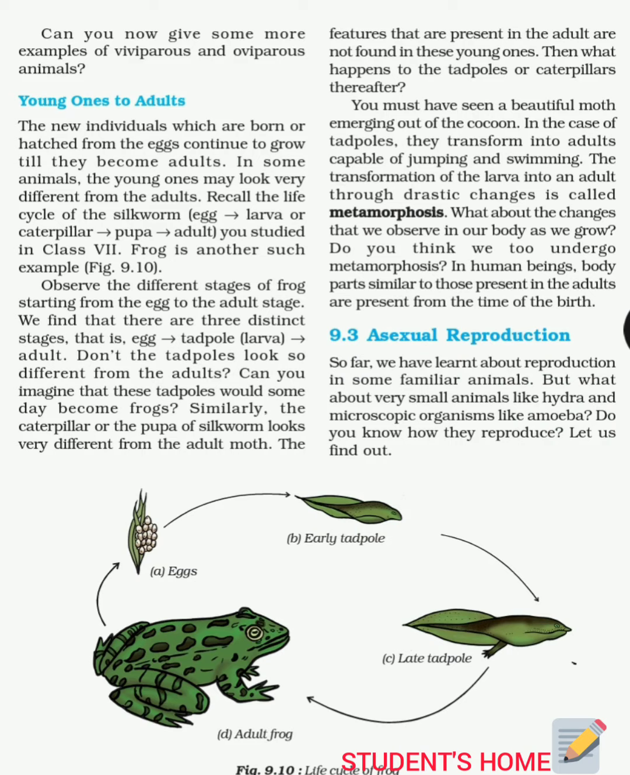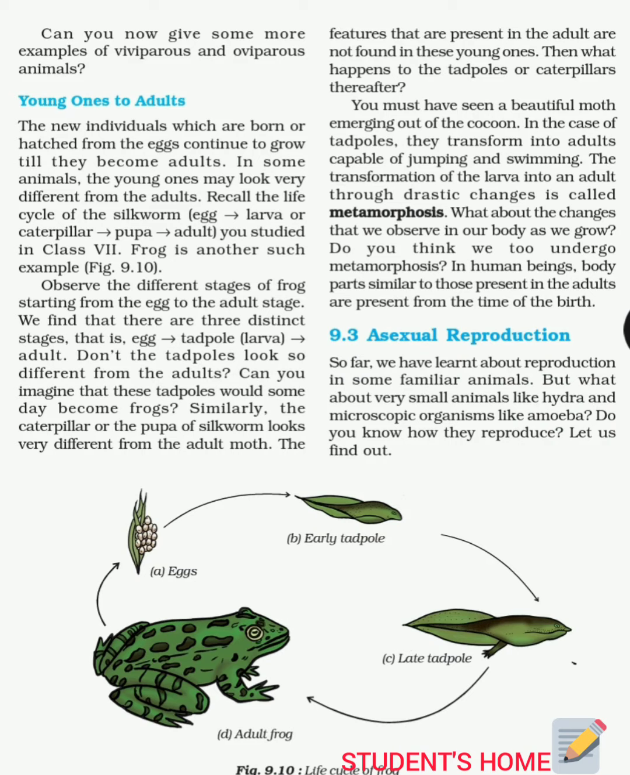Frog is another such example. Now observe the different stages of frog starting from the egg to the adult stage. We find that there are three distinct stages, that is egg, tadpole, that is larva, and adult. Don't the tadpoles look different from the adults? Similarly, the caterpillar or the pupa of the silkworm looks different from the adult moth. The features that are present in the adult were not found in these young ones.